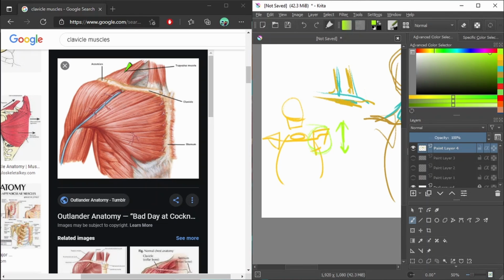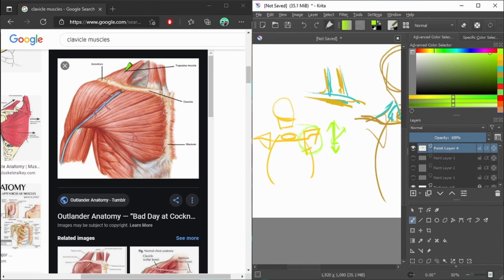Wait, I might be wrong. This is just based on... so it does go back and forth a little bit. Huh. Well, I guess I was wrong. Anyway, up and down, back and forth. Yeah, so the clavicle does, I'm so sorry, the clavicle does move a lot. Okay, so that's one thing. It can move in any direction.